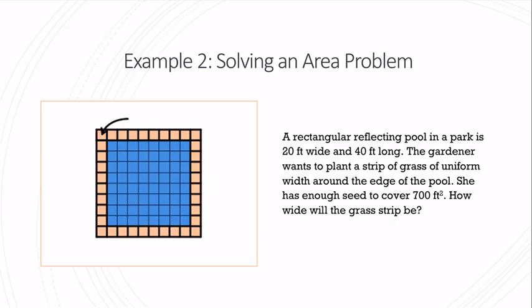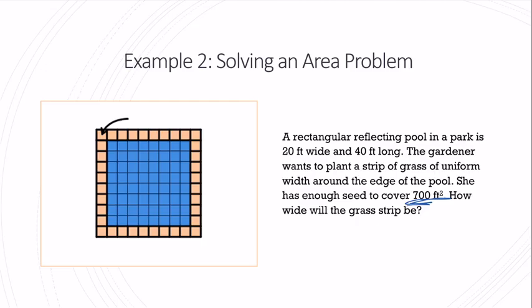Example 2 is an example where we're solving for an area. A rectangular reflecting pool in the park is 20 feet wide and 40 feet long. The gardener wants to plant a strip of grass of uniform width around the edge of the pool. She has enough seed to cover 700 feet squared. How wide will the grass strip be?